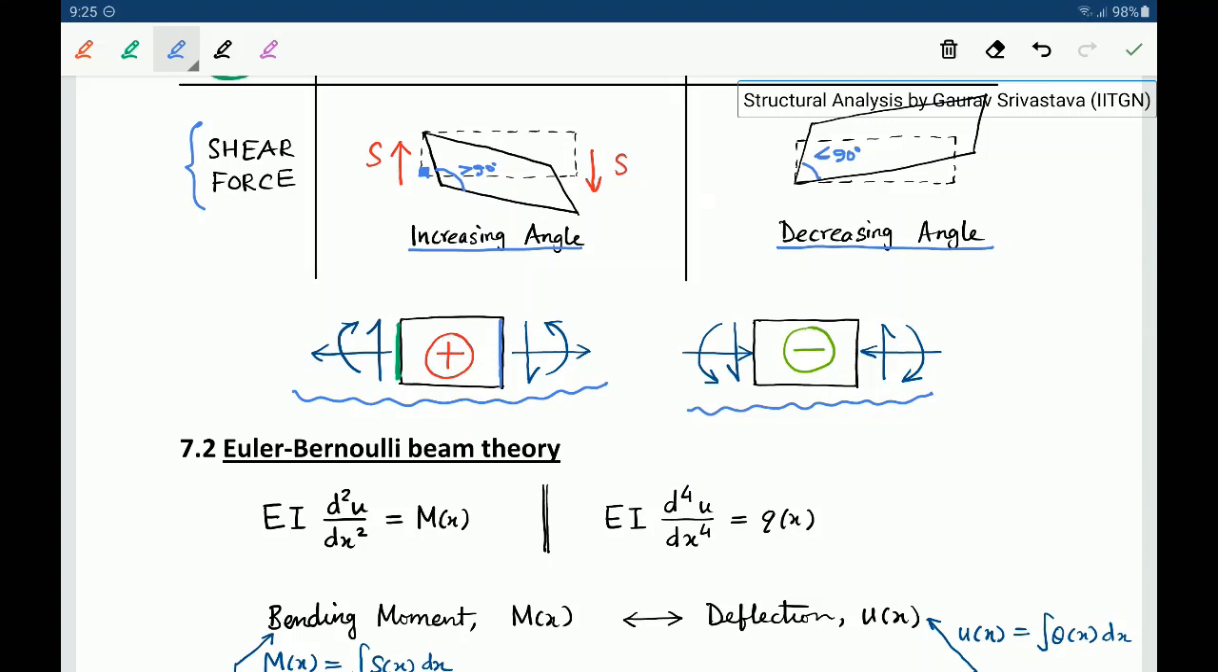Notice that in general we do not consider that all clockwise moments are positive. If it is on the right, an anti-clockwise moment is positive. If it is on the left, a clockwise moment is positive. And the general idea is that this has to do with sagging or hogging.